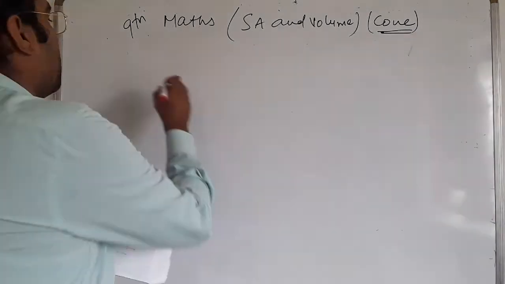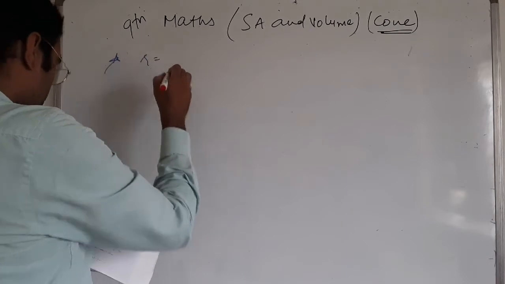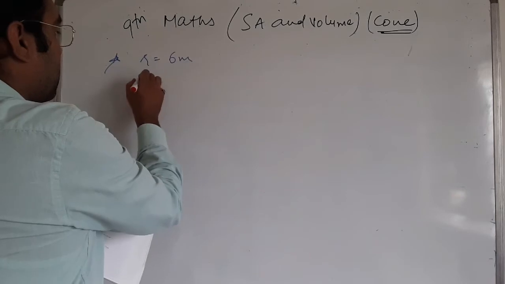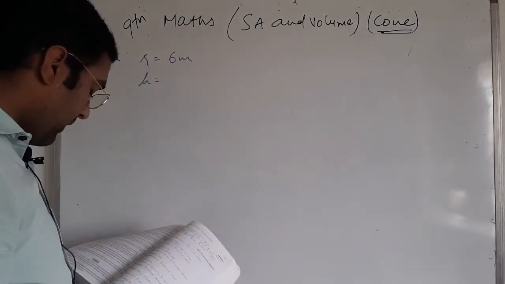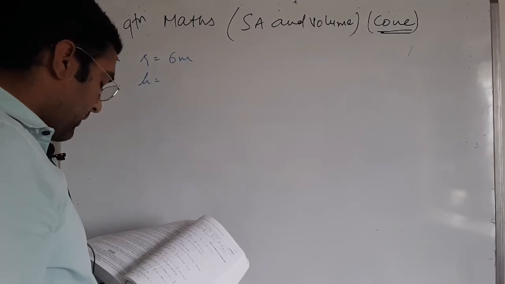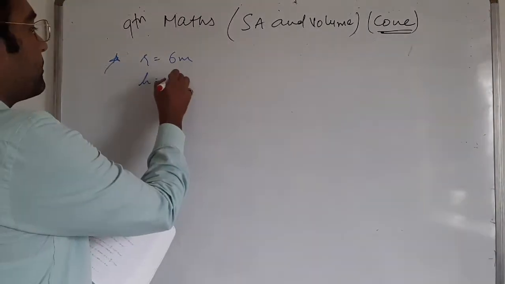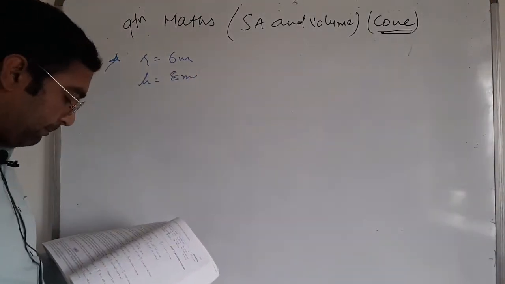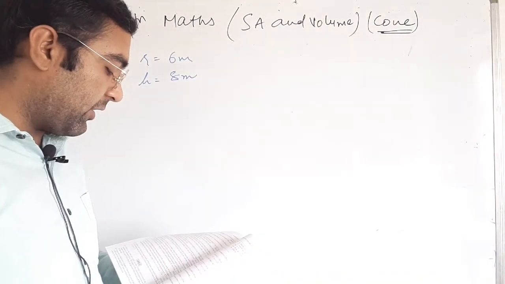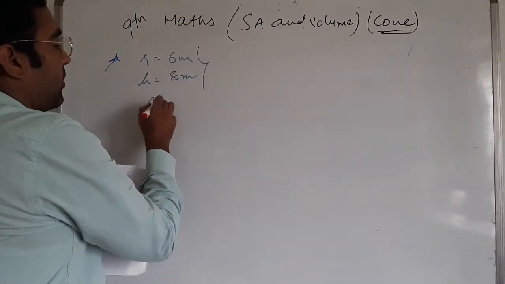Here we have the radius of the conical tent. It is given that the radius of the conical tent is 6 meter and the height of the conical tent, sorry, that's my mistake, the height is 8 meter. Okay. So what is the length of tarpaulin 3 meter wide that will be required? This is the dimension of the conical tent.